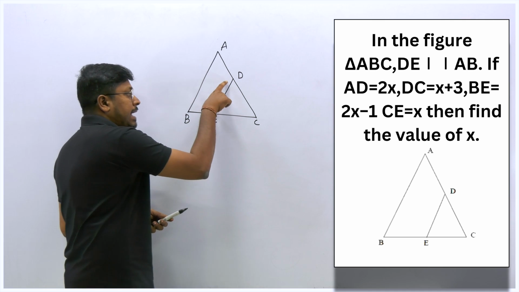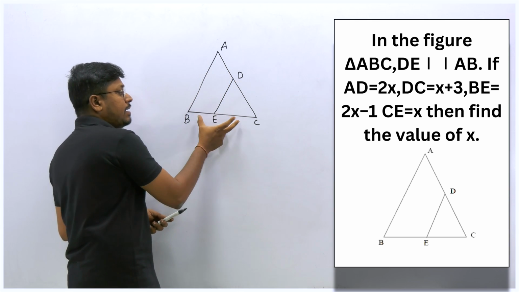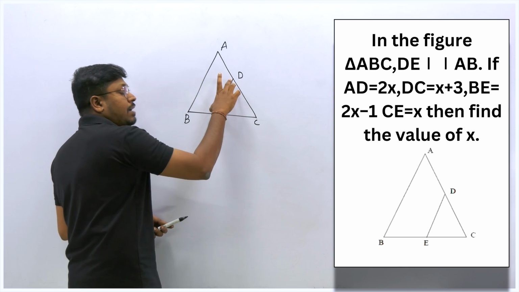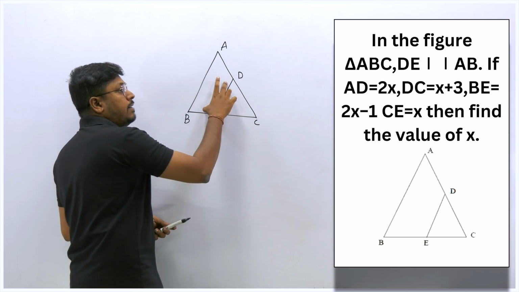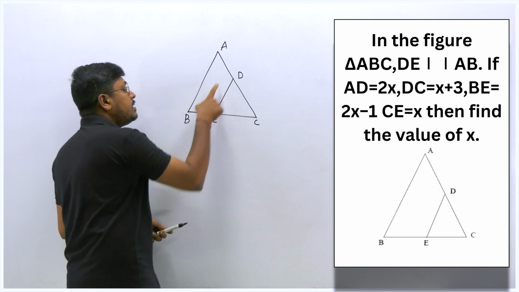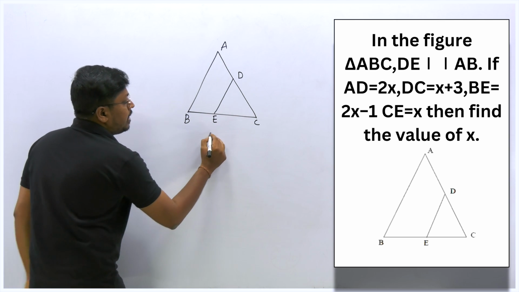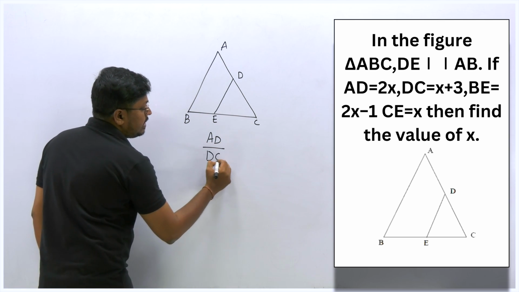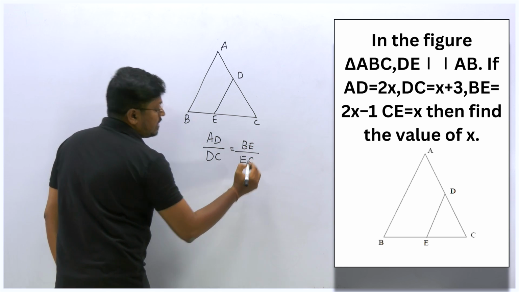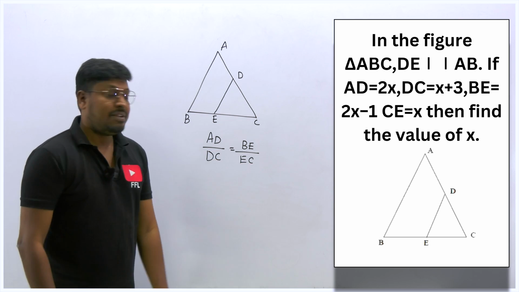Why? Because a line which is parallel to one side of a triangle, any side, right? Either it can be parallel to this or this or this. But if a line that we draw is parallel to one side of a triangle, then definitely this line will divide the sides of the triangle proportionally. That means AD divided by DC is equal to BE divided by EC. Friends, understood or not? So now we have to apply all the values which they have given in the question, and solve it.